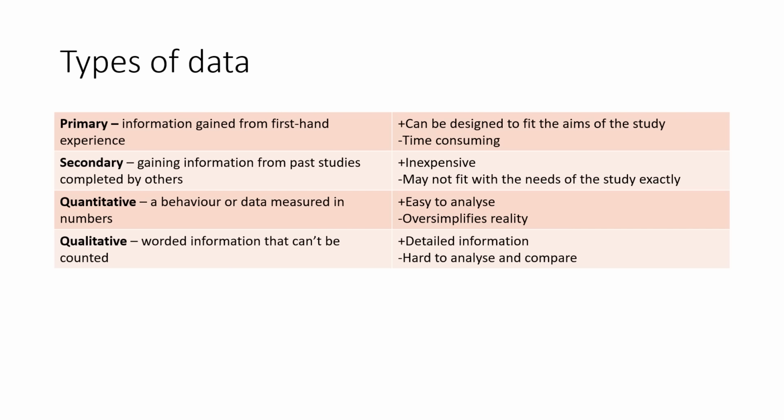Quantitative data is when a behaviour or data is measured in numbers, so it's easy to analyse but oversimplifies reality and just puts every individual's life into numbers, which isn't the best way to study behaviour. And then you've got qualitative data, which is words and information that can't be counted, basically. So there's detailed information, but it is hard to analyse and compare and create a trend or look at a causal relationship.